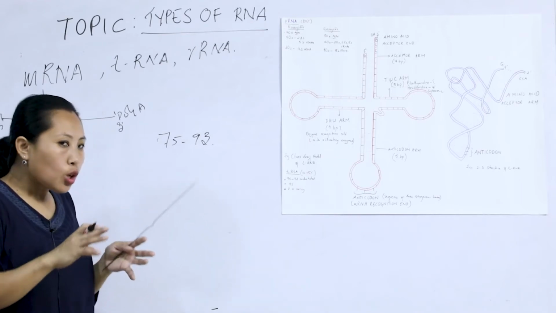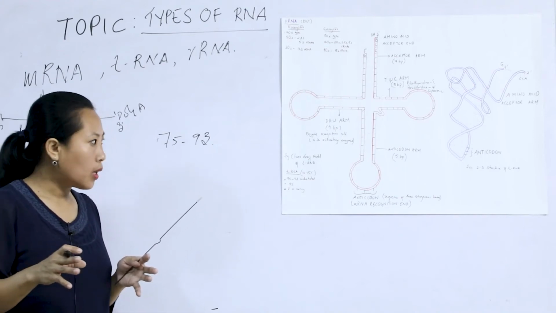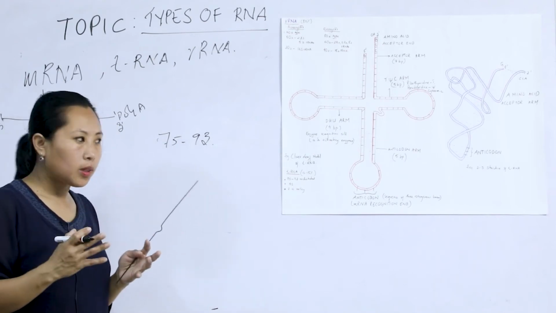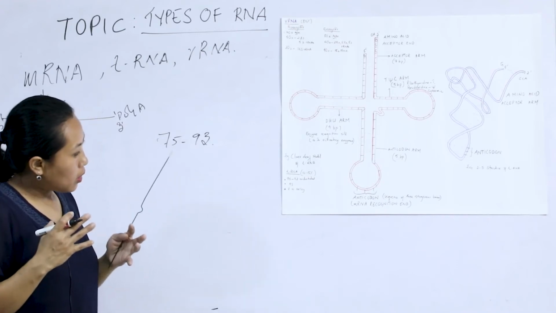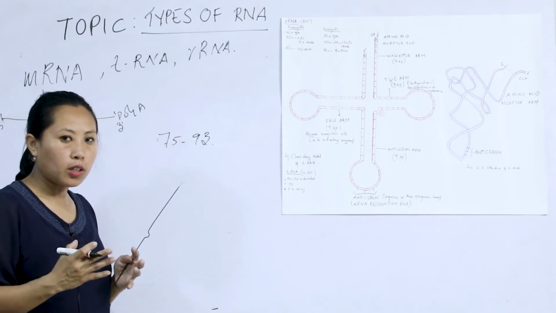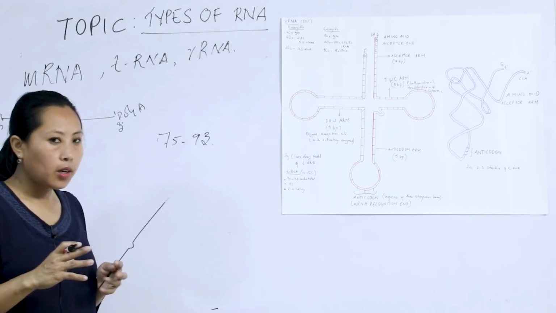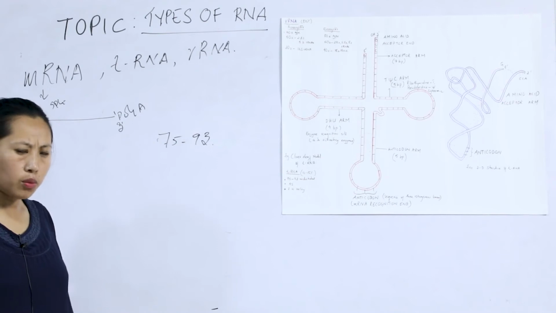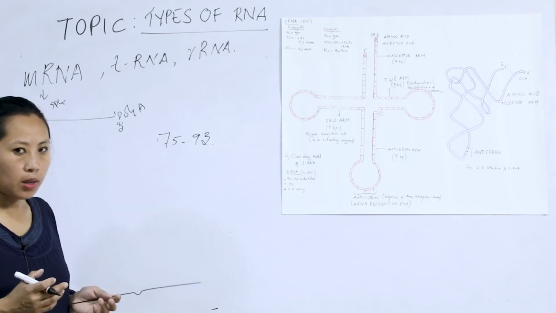Because of the intramolecular complementary base pairing, this tRNA polynucleotide chain exhibits secondary and tertiary foldings, thus taking the shape of a clover leaf. The secondary folding of the tRNA resembles a clover leaf, and this clover leaf model was proposed by R.W. Holley, for which he was awarded the Nobel Prize along with Khorana and Nirenberg.